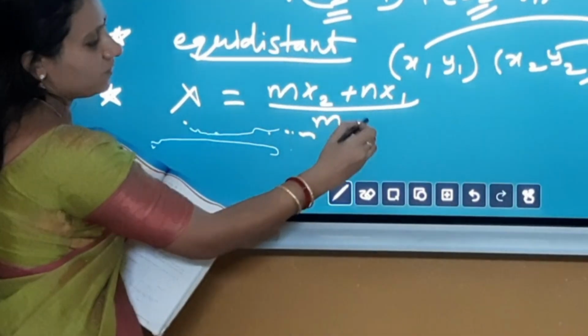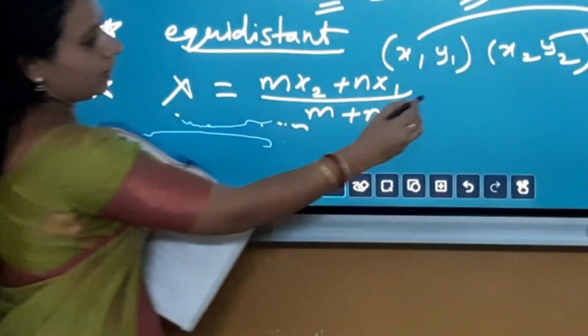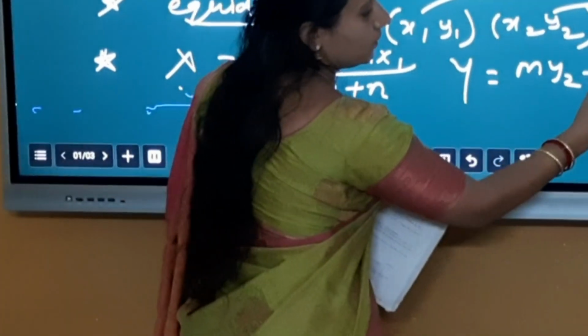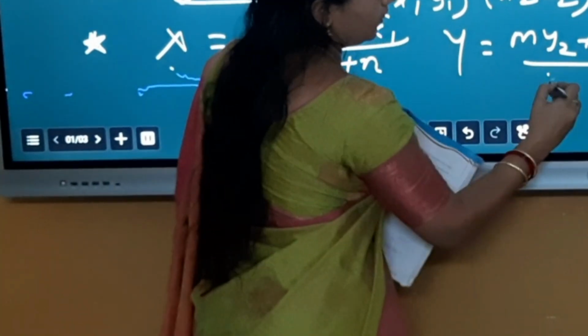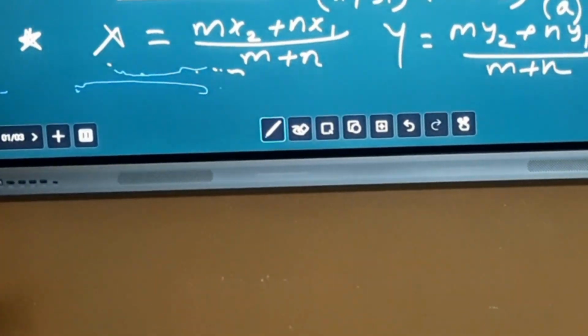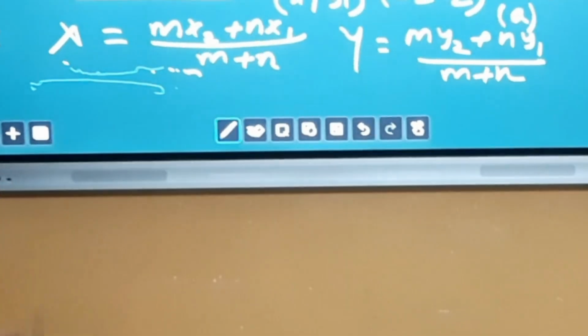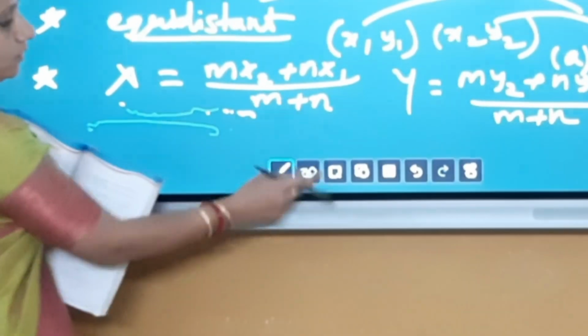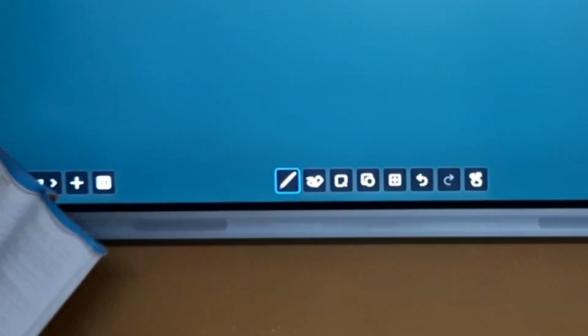And the third formula is the ratio formula, where capital X is (m x2 plus n x1) whole divided by (m plus n), and in the same way for y it is (m y2 plus n y1) whole divided by (m plus n). Overall, we have got only 3 formulas, but the students get confused with the use of the formulas, so they feel this chapter to be very difficult. So let's start with how to make the chapter very clear to you.